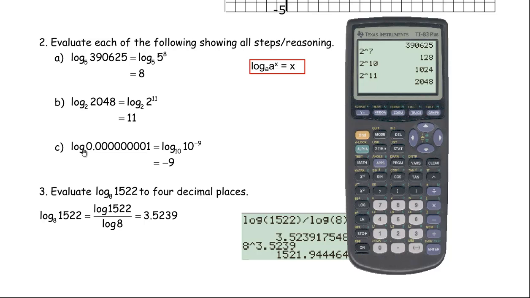For C here now, the logarithm base would be 10. So I need to write 0.000000001 as a power of 10. And remember, that's a very small number. If you want to raise a power of 10, you move the digit 1, 2, 3, 4, 5, 6, 7, 8, 9. So that's actually 10 to the power of negative 9. And so it would equal negative 9.